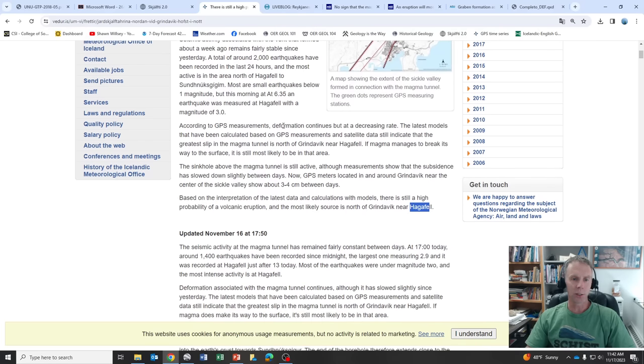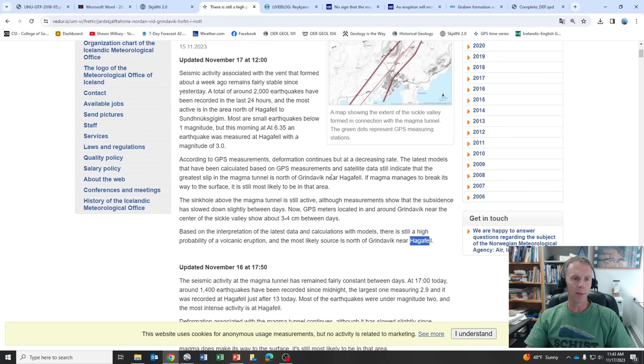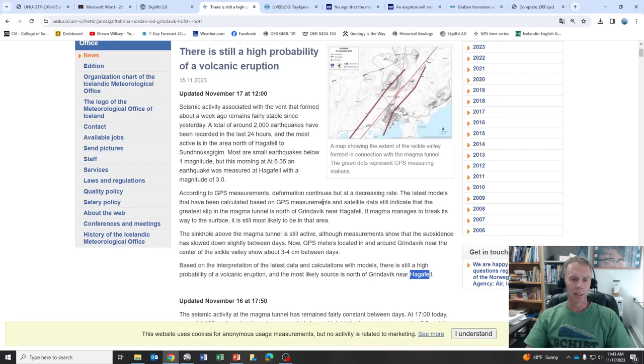All the GPS data shows that the ground deformation keeps going on, but it's not going as quickly. So the ground is not changing slope as quickly as it was otherwise. If magma manages to break its way to the surface, it's still most likely to be in that area, referring to Hagafell. So right now, if the Met Office needs to make a prediction as to where the eruption might take place, they're thinking that same area that we've highlighted, more or less just due east of the power plant.